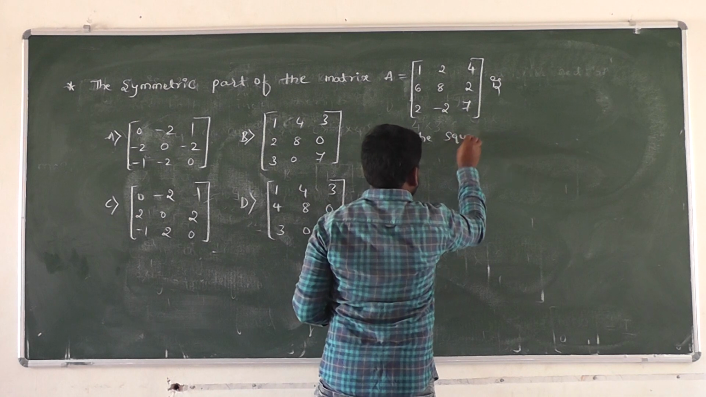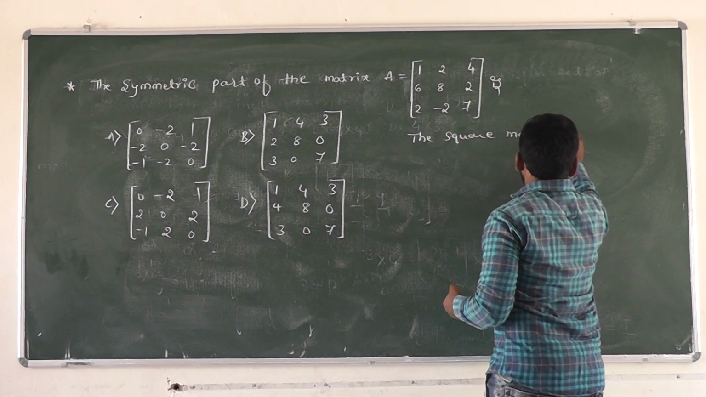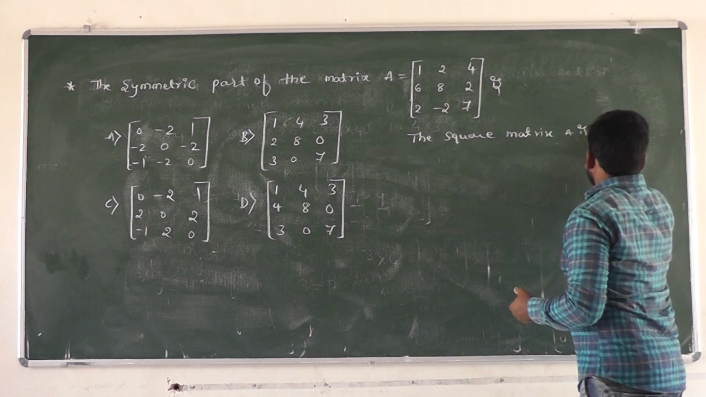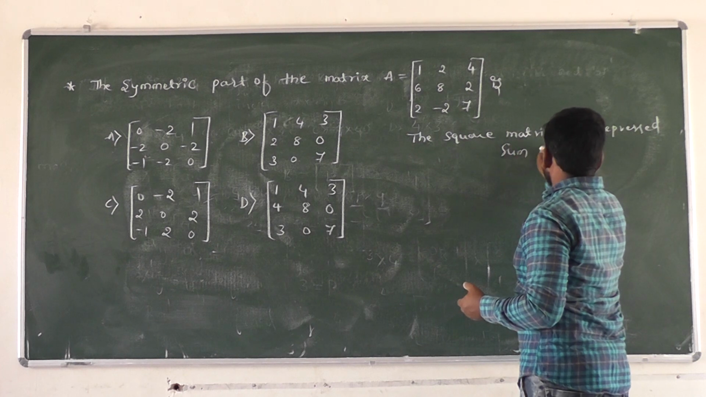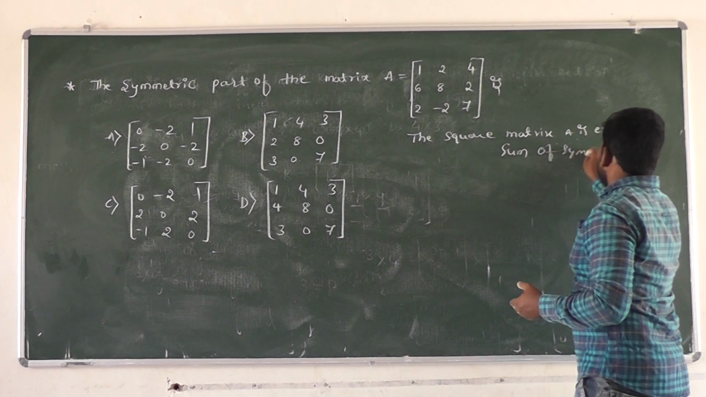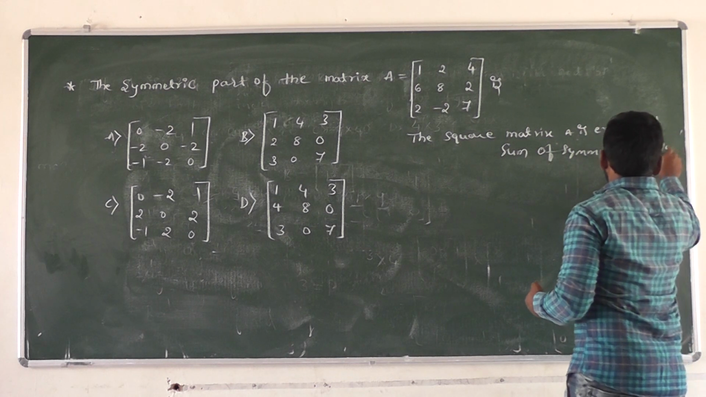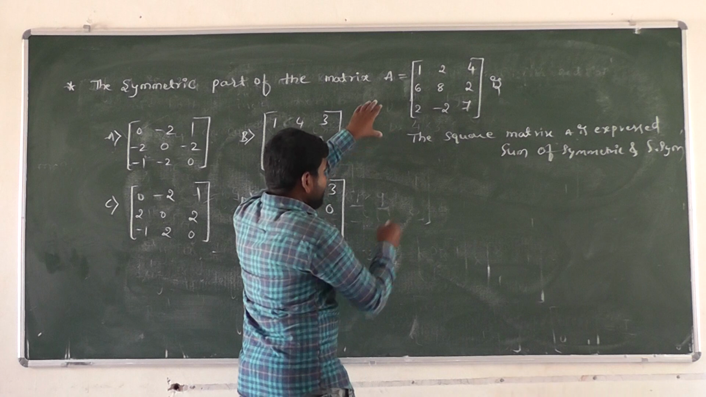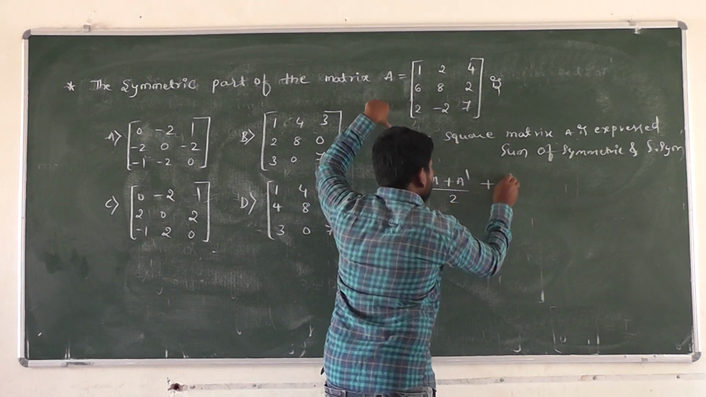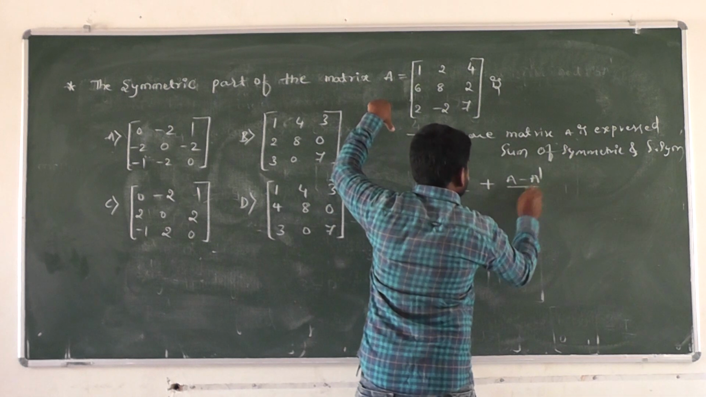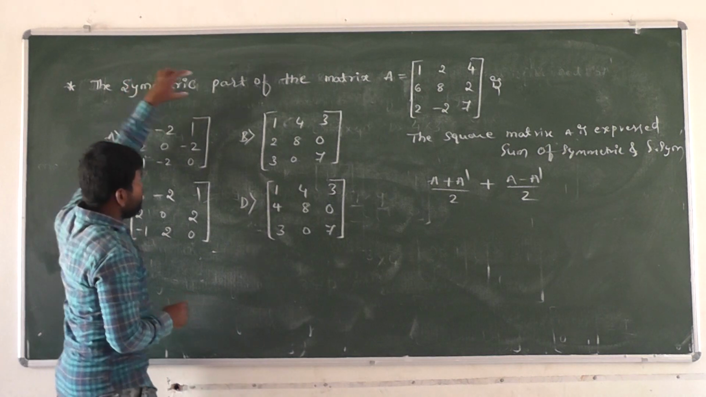The square matrix A is expressed as the sum of symmetric and skew symmetric, right? The formula here is A plus A transpose divided by 2 plus A minus A transpose divided by 2. But in this question, what is asked here? The symmetric part of the matrix.